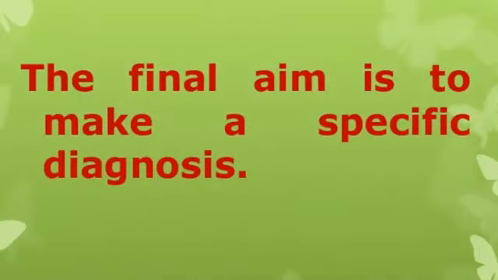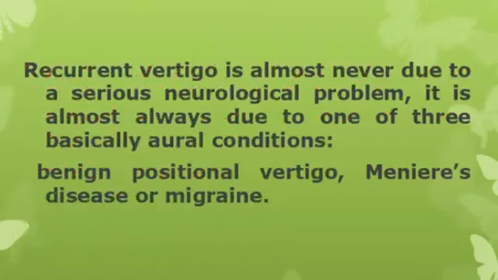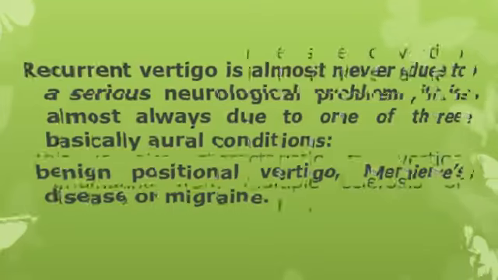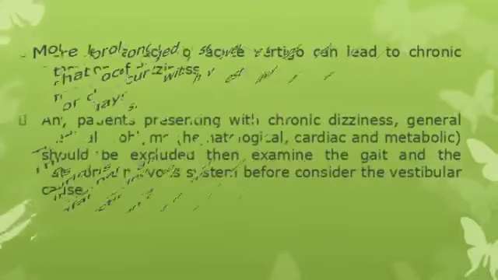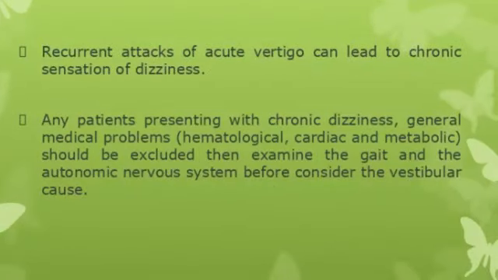The final aim is to make a specific diagnosis. Recurrent vertigo is almost never due to a serious neurological problem. It is almost always due to one of three basically inner ear conditions: inner ear problems such as benign positional vertigo, Meniere's disease, or migraine. The more prolonged, severe episodes of vertigo that occur with vestibular neuritis can last 4 days, and this is also characteristic of vertigo originating from multiple sclerosis or infarction of the brainstem. In patients presenting with chronic dizziness, general medical problems such as hematological, cardiac, and metabolic causes should be excluded. Then examine the gait and the autonomic nervous system before considering the vestibular cause.